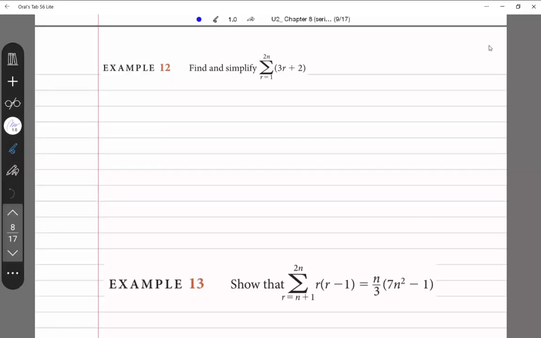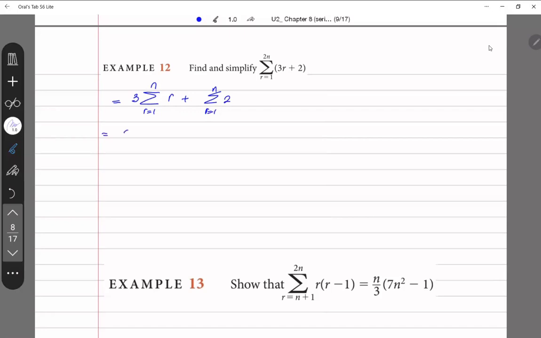Everybody look, example 12. All right, so for example 12, we're to find and simplify. So this would be equal to, from r is equal to 1 to n. I would do from r is equal to 1 to n first. You don't have to, but I would do that. And this is 3 times r plus, from r is equal to 1 to n of 2.